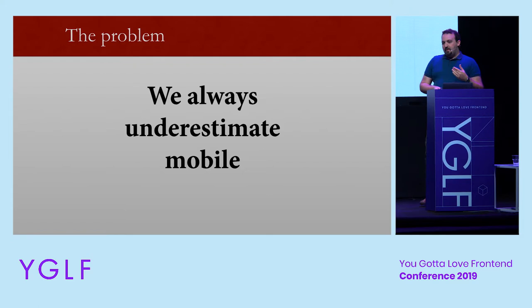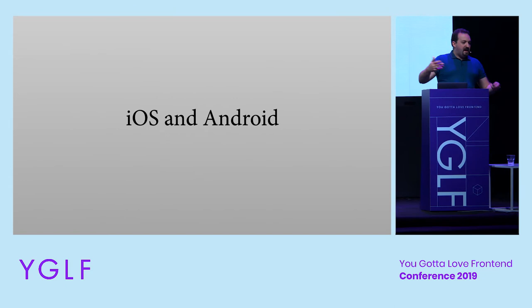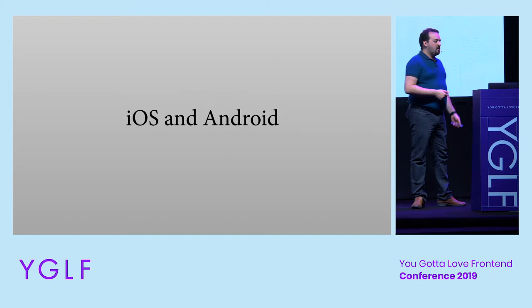And one of the biggest problems here is that we as front-end developers or designers have always been underestimating the mobile space. For example, right now we can say iOS and Android is pretty much the mobile space. Yeah, 90-something percent, which is fine. But is that Safari and Chrome? Is that how it looks like?